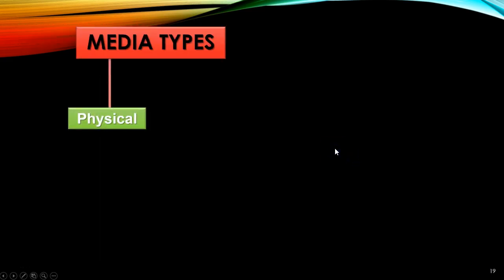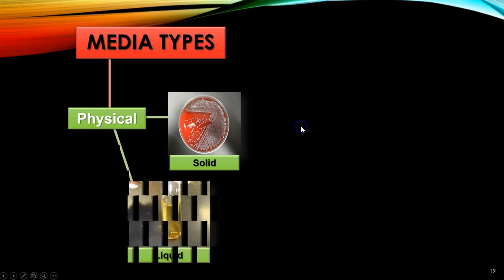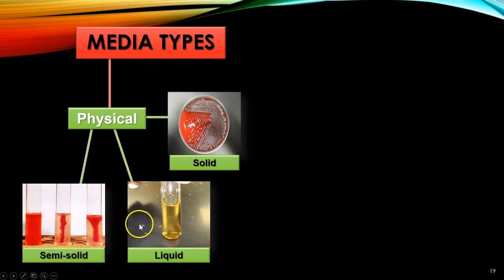So this is a summary of the media types we're talking about. If we're talking about physical state, we have the solid, very useful, used a lot. We have liquid, used for biochemical tests or maybe growing large amounts in the biotech field. And then we have the semi-solid, which tends to be for specific tests that tell us something about the bacteria.